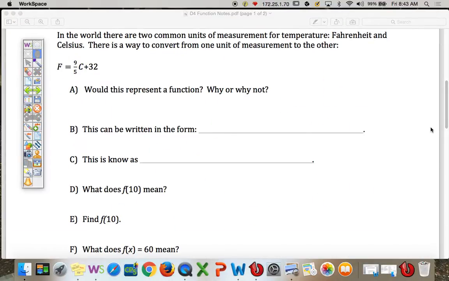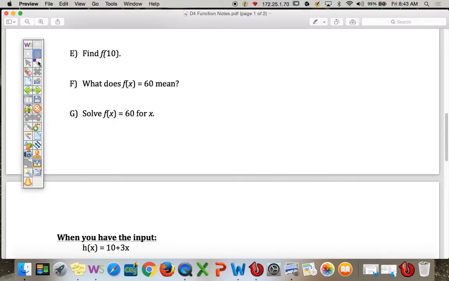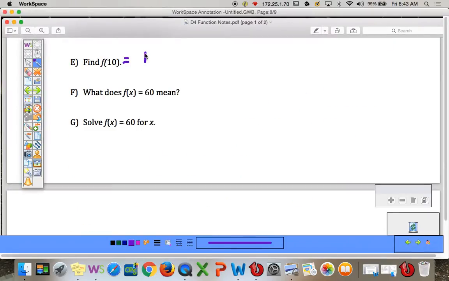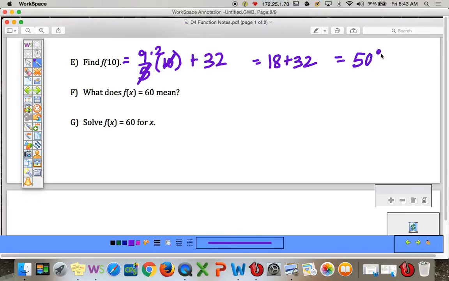So here's what it would look like if we plug in. F of 10 equals 9/5. We're going to plug in a 10 plus 32. And if we solve that, we have fractions here, so let's reduce. 5 goes into 10 twice, so this is times 2. So this is 18 plus 32. And 18 plus 32 is 50 degrees. So what it means is when it's 10 degrees Celsius, it's 50 degrees Fahrenheit.